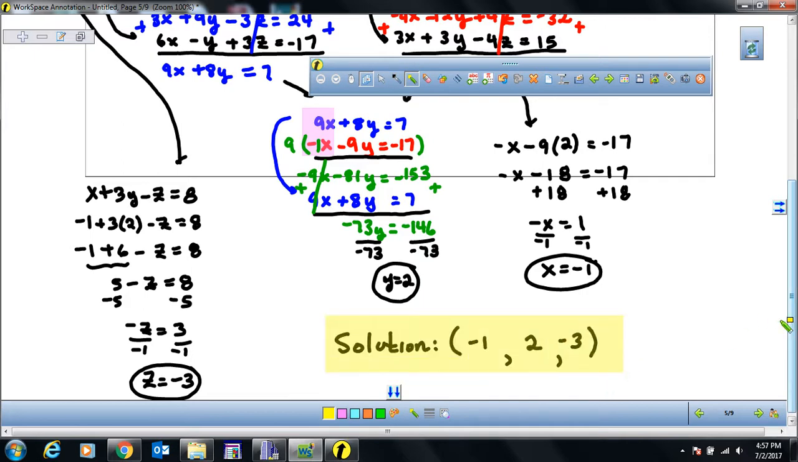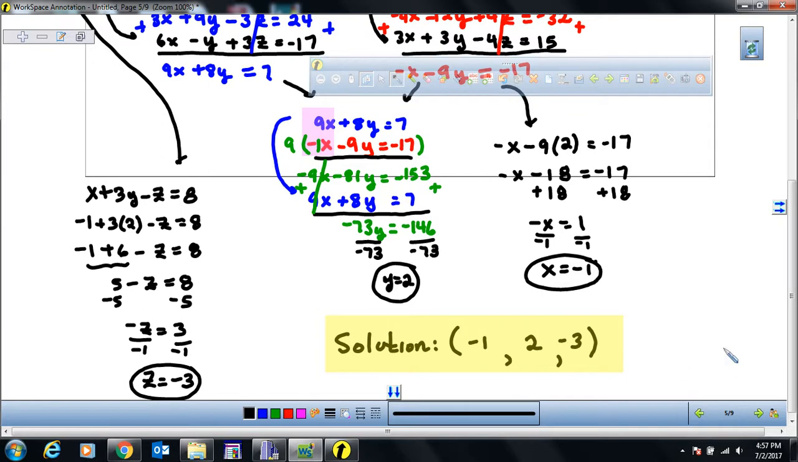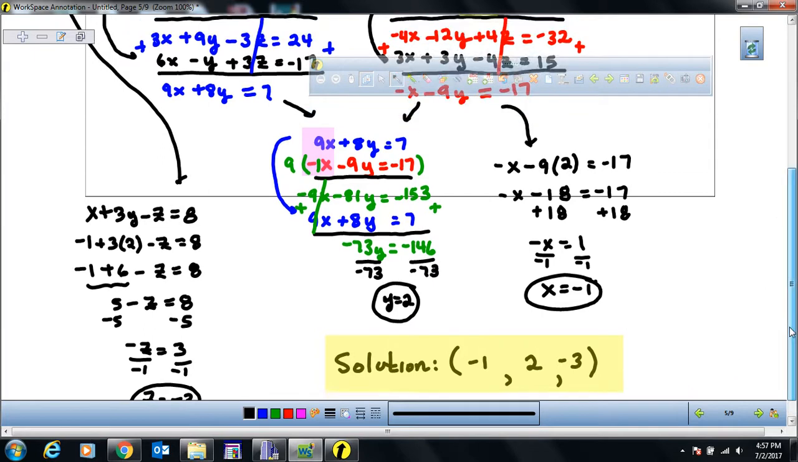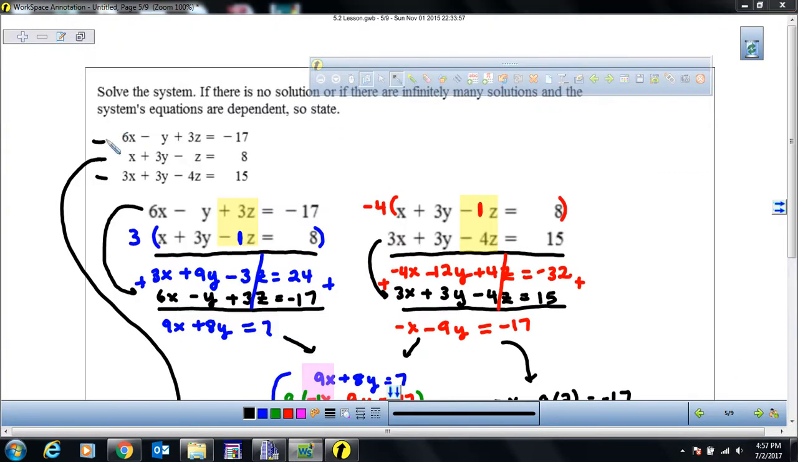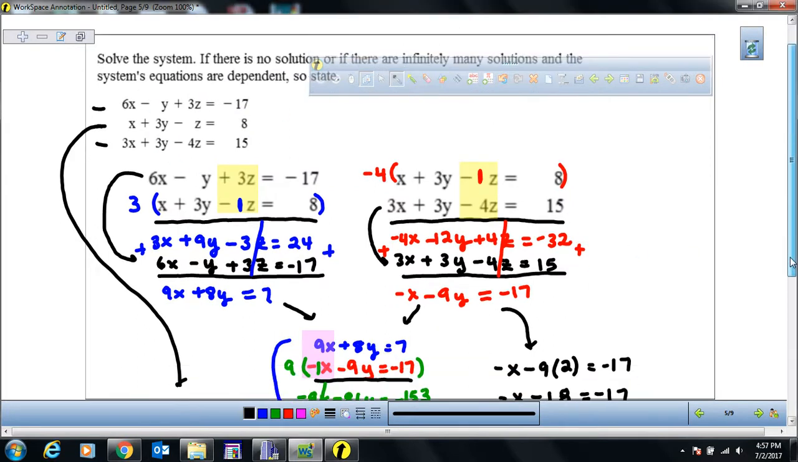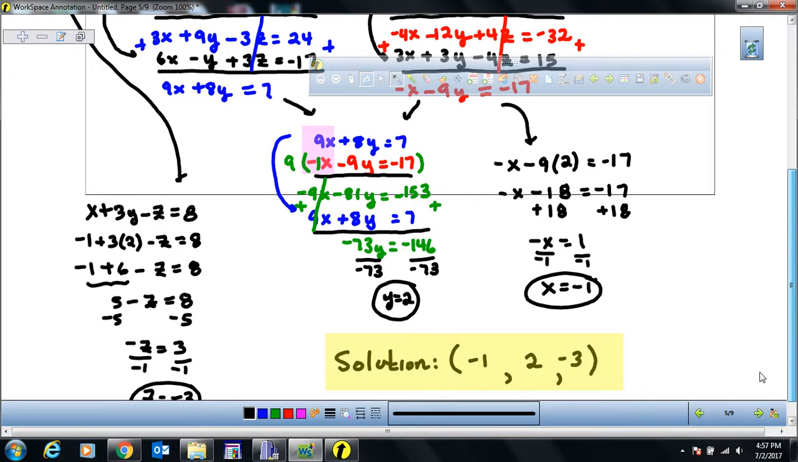Remember always that if you want to check if this solution is correct, what you can do is substitute the x, the y, and the z with the negative 1, 2, and negative 3 back into all 3 equations to see if all of them are true. If they do, then that means this is the correct solution.